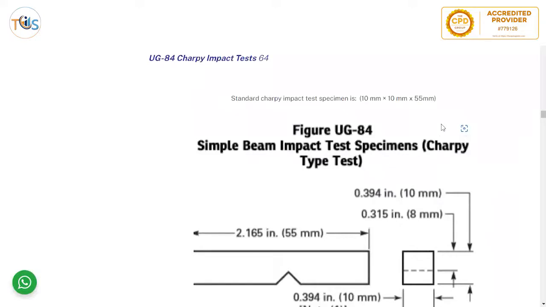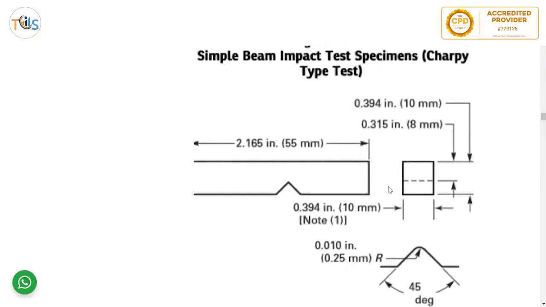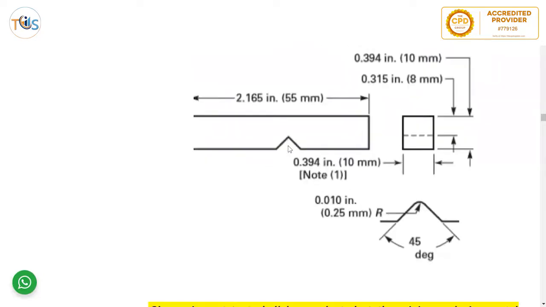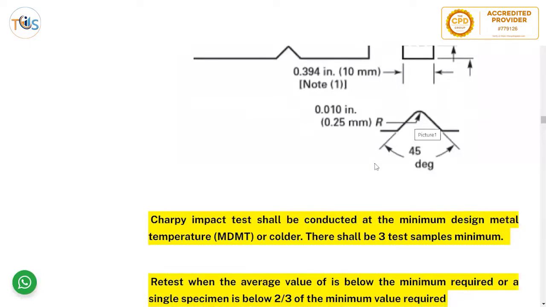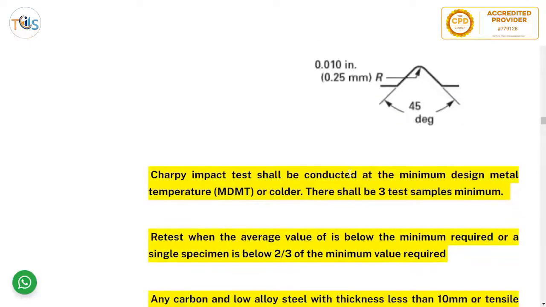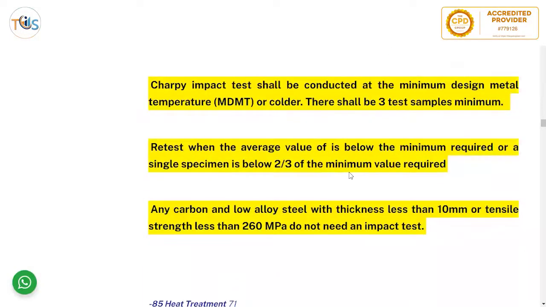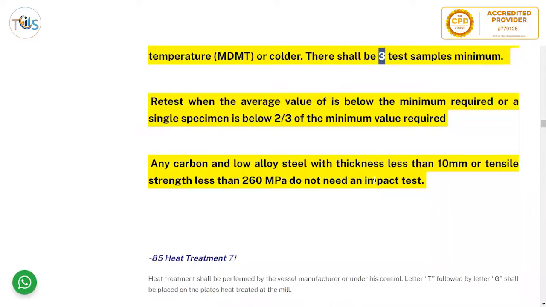Charpy test. These are the dimensions of the Charpy test specimen. As you can see, it's 10 millimeter by 10 millimeter, and the length is 55 millimeter, and this notch has a 45-degree angle, and the R, the radius of the tip of the notch, is 0.01 inch. You don't need to memorize this, just to show the size of the Charpy test specimen. Charpy impact test shall be conducted at the minimum design metal temperature or colder, and there shall be 3 test samples minimum. So you might be asked how many test samples for Charpy.